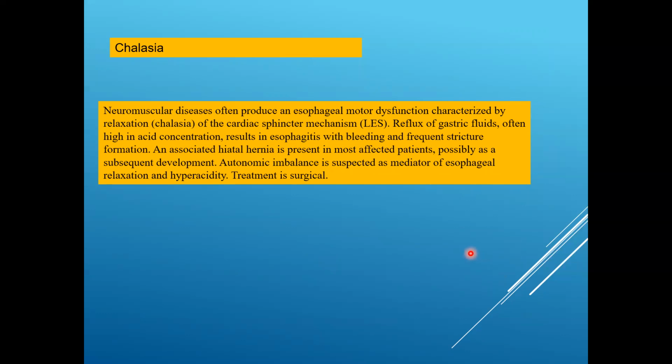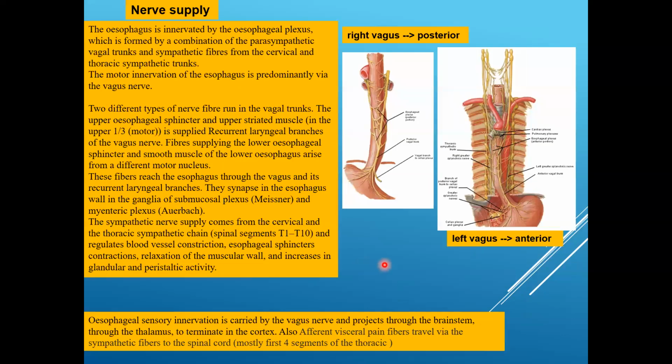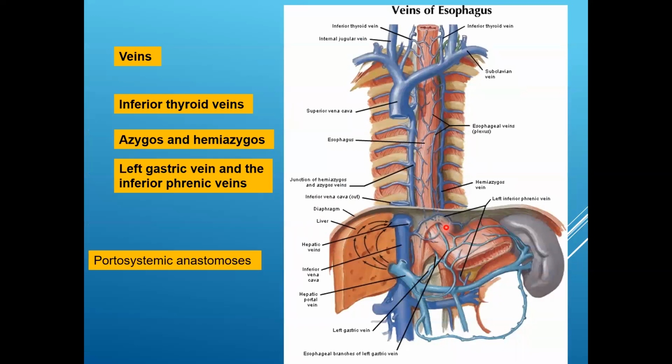It's called the hiatus hernia. You know how the esophagus goes through the diaphragm to reach the stomach? Sometimes the upper portion of the stomach goes through that opening of the esophagus. It goes up to the thoracic cavity. It's called hiatus hernia. So usually chalasia, which is the dilatation of the sphincter, is accompanied by hiatus hernia.